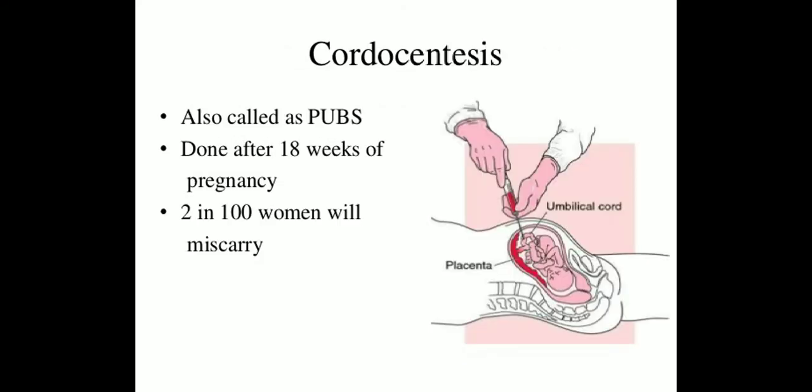Then we come to chordocentesis. It is also known as PUBS. I will let you know the full terminology of PUBS. It is done after 18 weeks of pregnancy. So it is also done in the second trimester, and it is done in 2 in every 100 women, and there is a risk of miscarriage. It is not done in general.